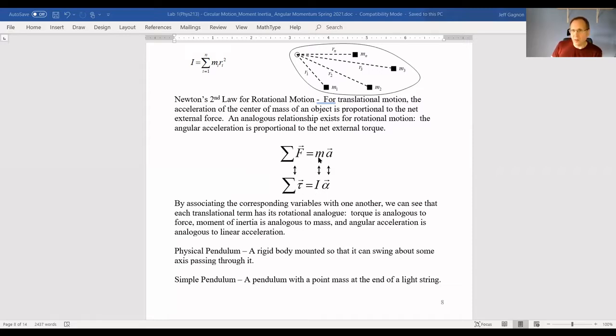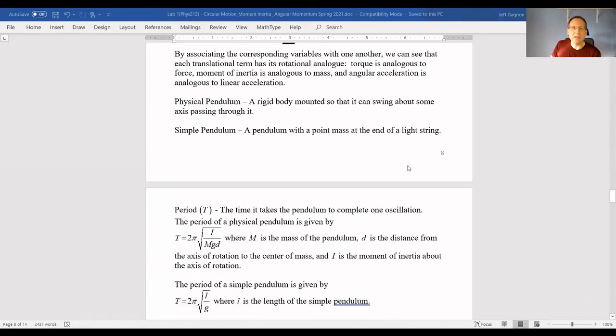So I, again, is sort of like a rotational mass. It resists changes in angular motion. All right, a few more definitions.